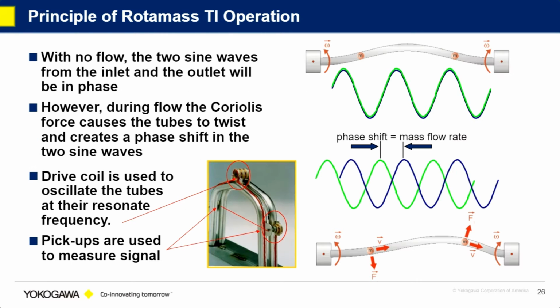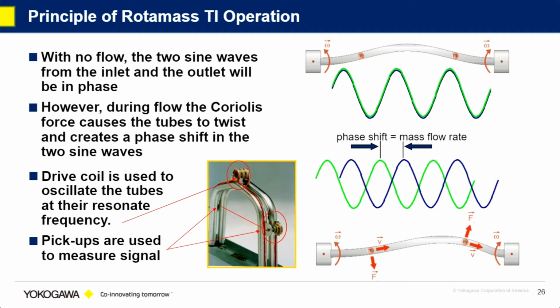So within the Coriolis meter, we utilize a dual bent tube design. There are two tubes that the process is going through. If you look at the cutaway picture on the left, you'll see an oscillating pickup that resonates the tubes at a set frequency. And then on the inlet side and the outlet side, we have our pickups.